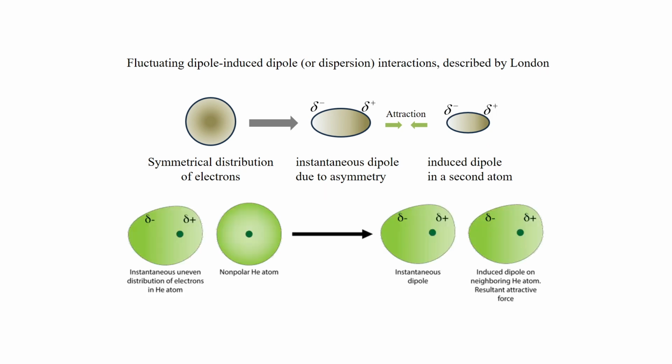So, this is called the dispersion interaction. For example, here there is a helium atom, with an instantaneous uneven distribution of electrons, and this is a nonpolar helium atom. So, one of the helium atoms generates some dipole moment, and now it induces polarity in a second atom, and that is how the interaction happens. This is described by London, and in this case we do not need a permanent dipole, it is a fluctuating dipole that induces this interaction.